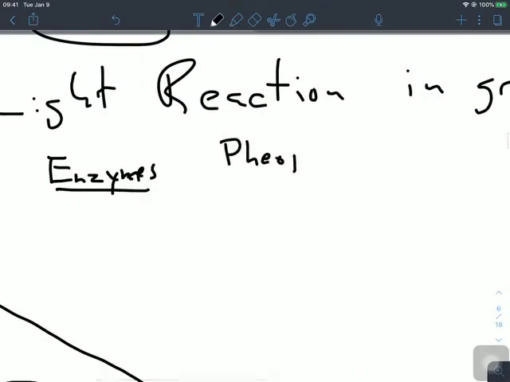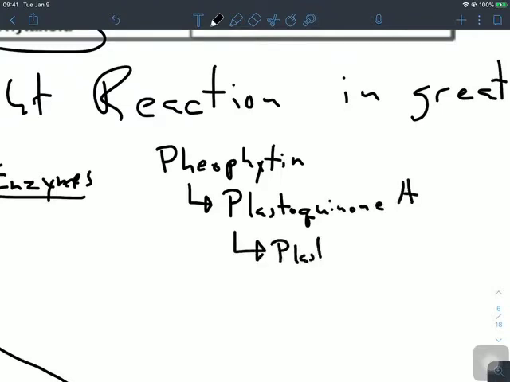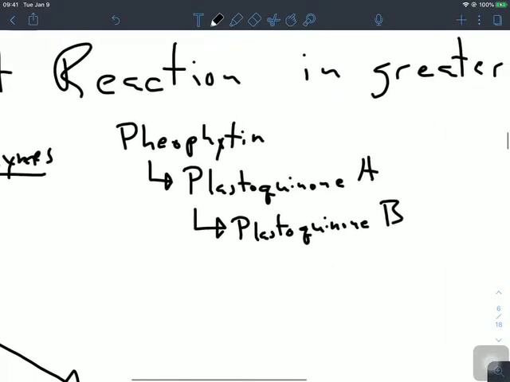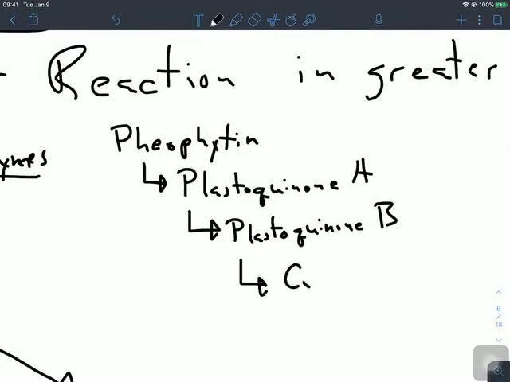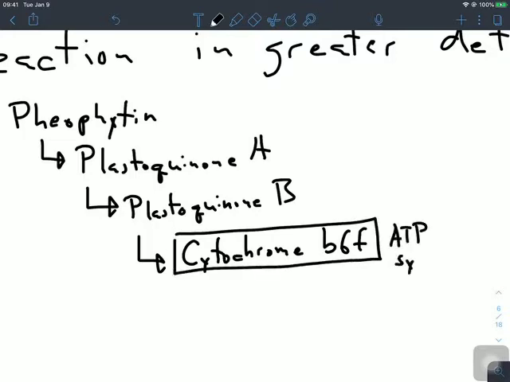pheophytin, plastoquinone A, plastoquinone B, the cytochrome B6F complex. This is a big piece of machinery with an ATP synthase attached.